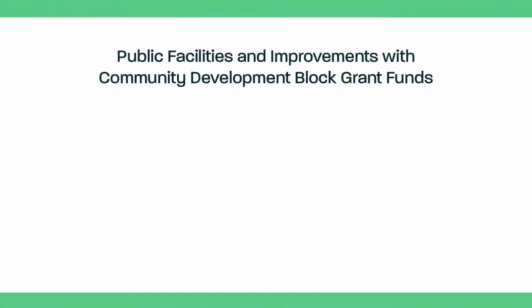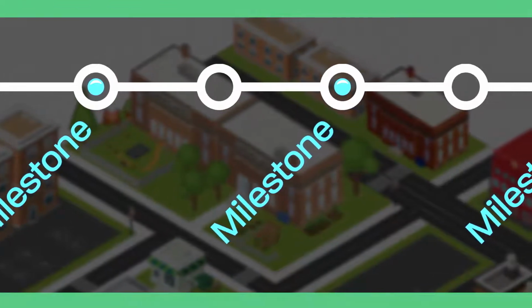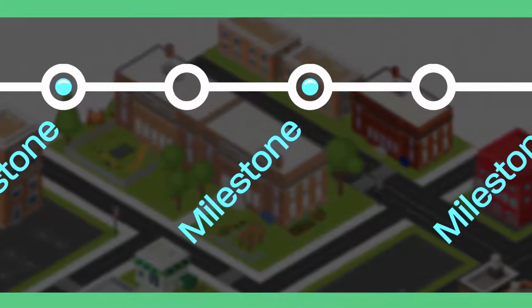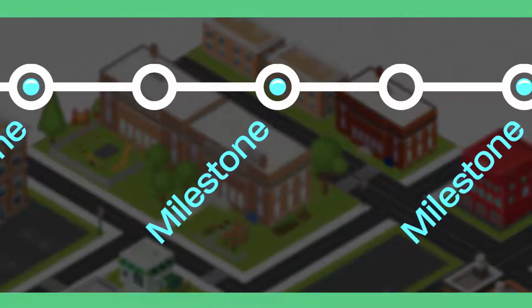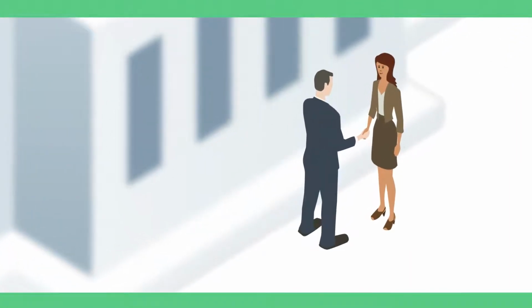Public facilities and improvements with Community Development Block Grant funds: procurement for the project. Your project is now designed, and it is time to move on to construction procurement, a milestone that has great influence on a project's success. Procuring the contractor is typically the responsibility of the grantee.